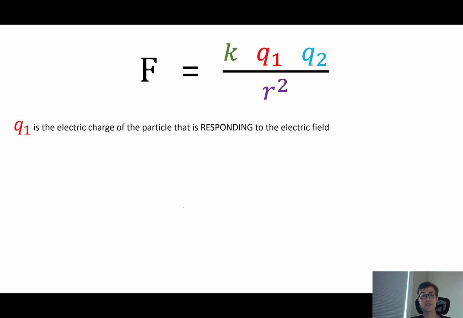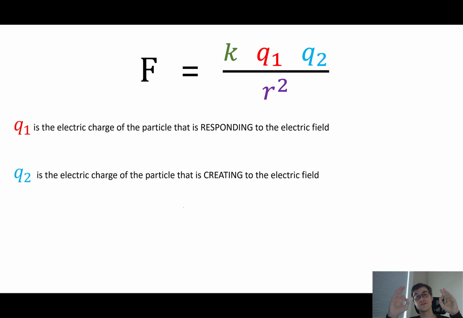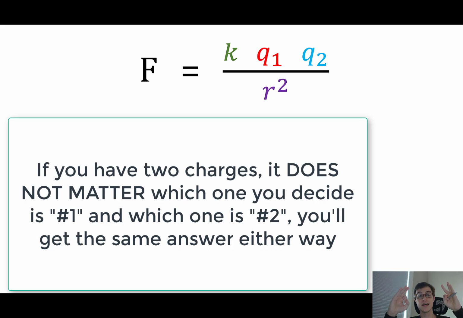Q1 is the electric charge of the particle that's responding to the electric field. So we have 2 particles. One of them is making the field, the other one is responding to the field. Q1 is the electrical charge of this particle. Maybe it's positive 1 or negative 2. Q2 is the charge of the other particle, the one creating the field. And it doesn't actually matter which one you decide is responding and creating. If you have 2 particles, just choose one of them to be Q1 and the other one to be Q2, and it'll be right.